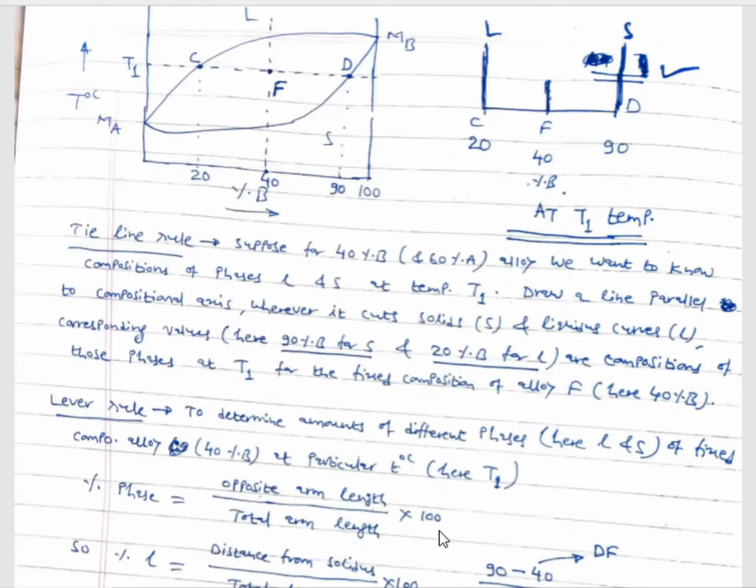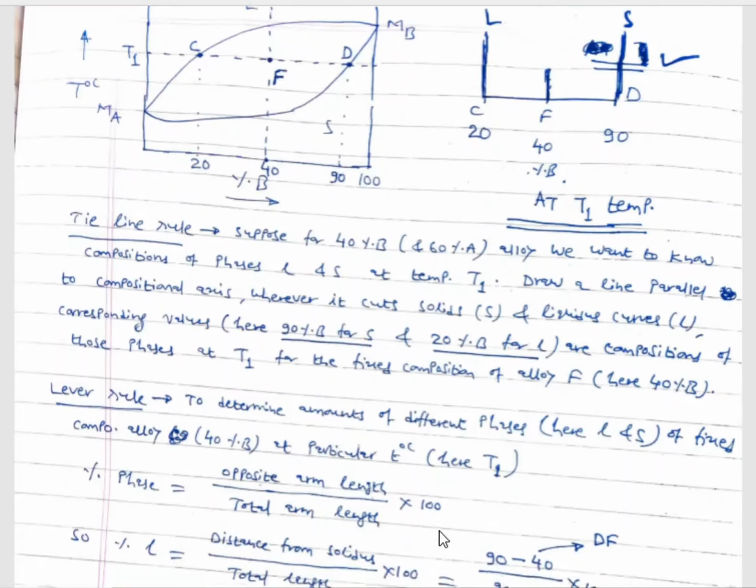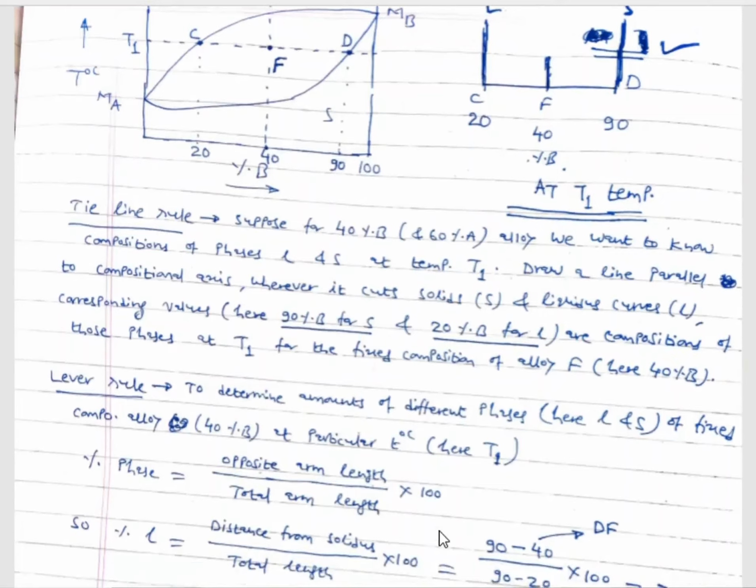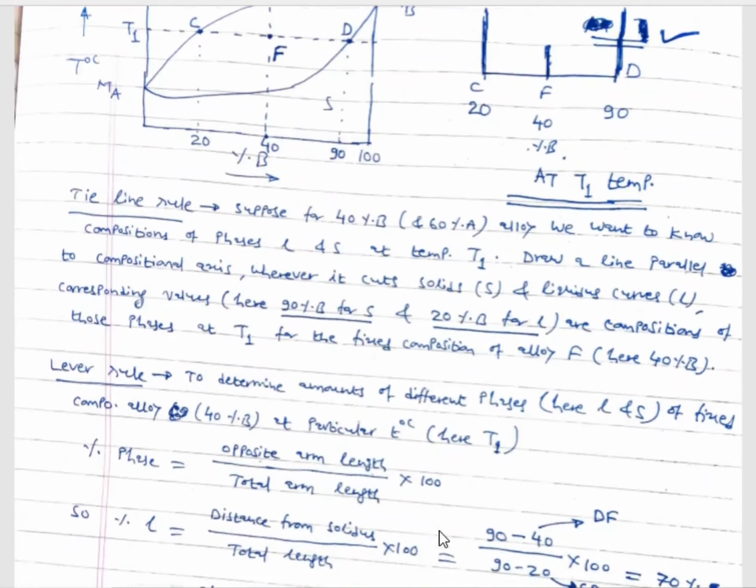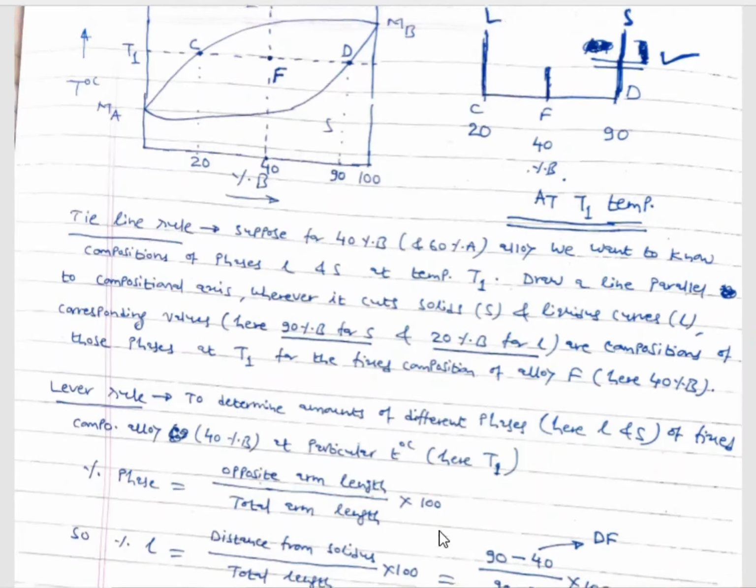So now we will see how we can determine the amounts. Percentage phase: in order to calculate a particular phase, as per lever rule, it is opposite arm length divided by total arm length into 100. This is the formula we have to use as per lever rule. Suppose we want to determine the percentage liquid, the amount of liquid at temperature T1.